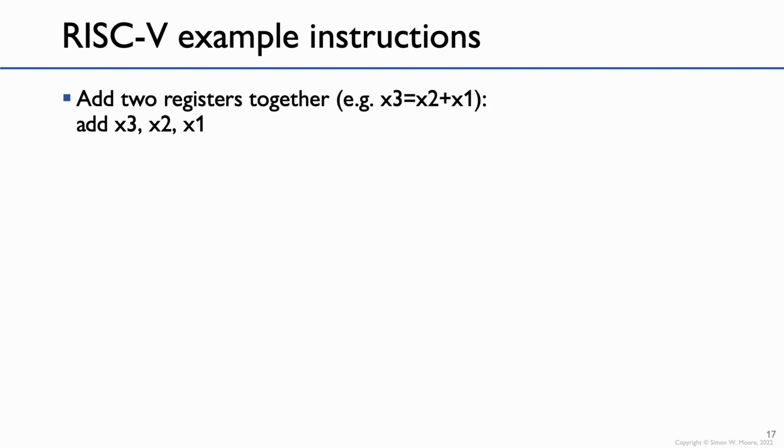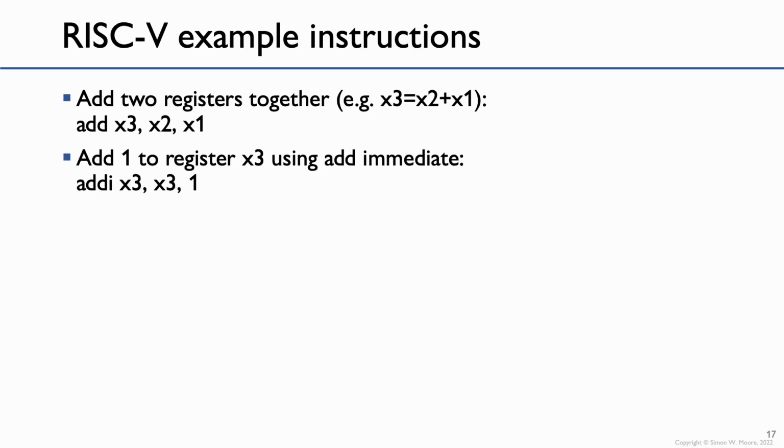Let's look at some example instructions. If we want to just add 2 registers together, so we want to do the sequence x3 is x2 plus x1, then in assembler it's simply add x3, x2, x1. If we want to add 1 to register x3, then the 1 is an immediate, and what I mean by that is the constant 1 is held as part of the instruction, and we use the add immediate, addi, mnemonic for the operation.